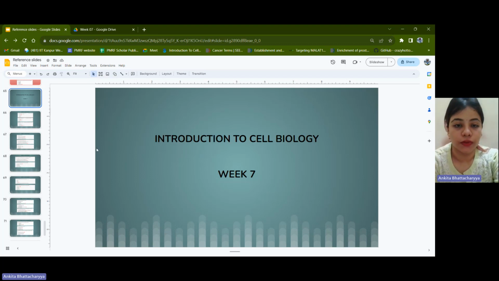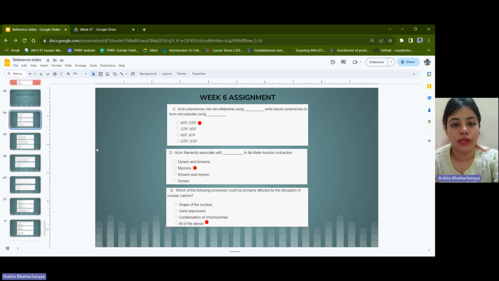So first we'll go over the assignment for week 6. The first question for the assignment was about actin. We had a lot of discussion about the cytoskeleton, its formation, all of the different types of changes that occur within the cytoskeleton, what the role of each cytoskeletal element is, how treadmilling occurs, how dynamic instability works, etc.